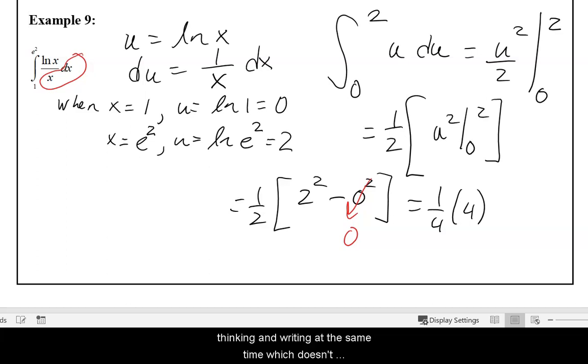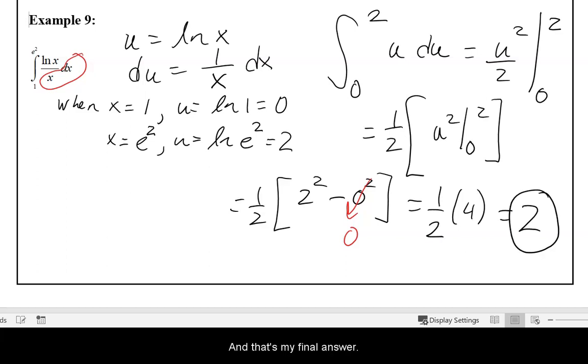Oops, I'm thinking and writing at the same time, which doesn't always work out well. 1/2 of 4, which gives me 2. And that's my final answer. Not as bad as it might have appeared at first. Let's move on to another tricky one.